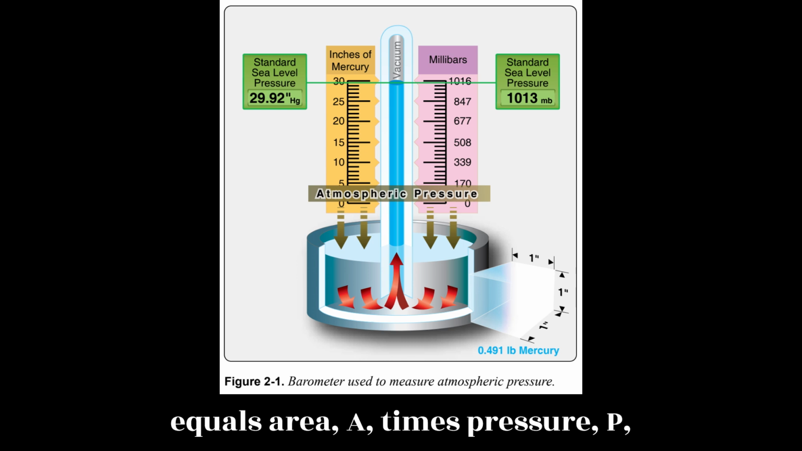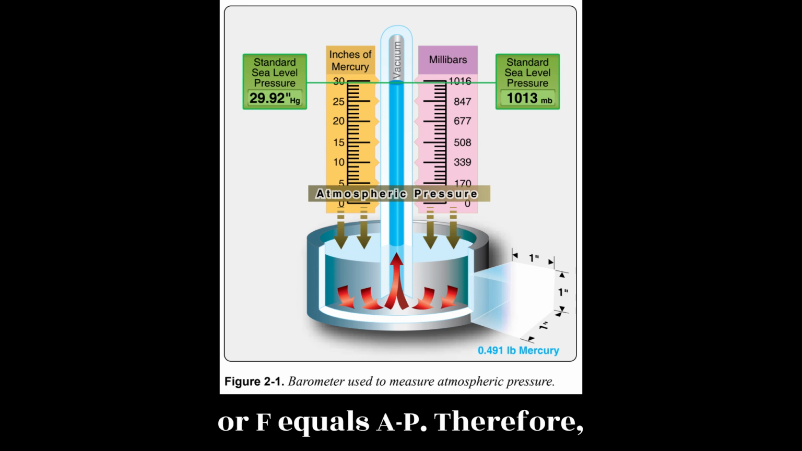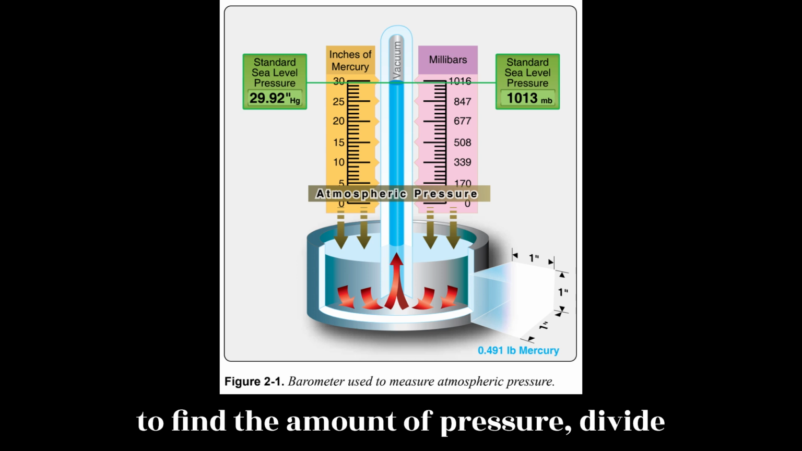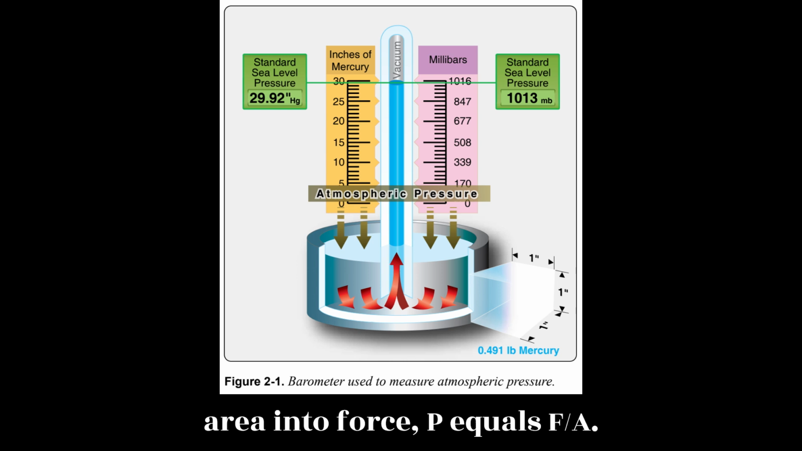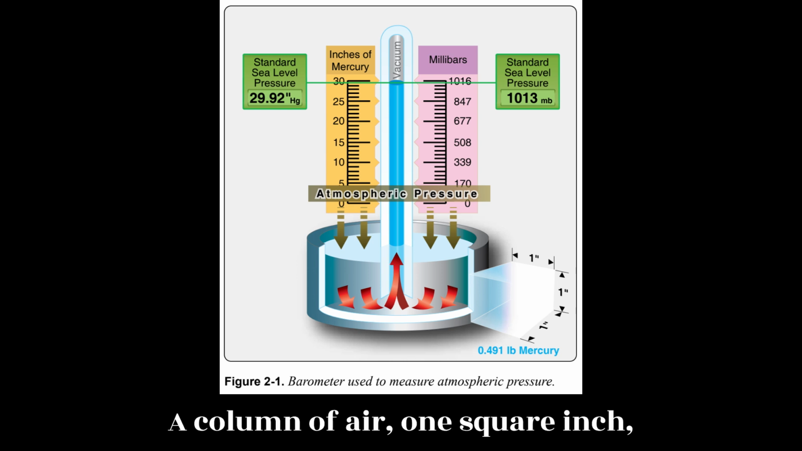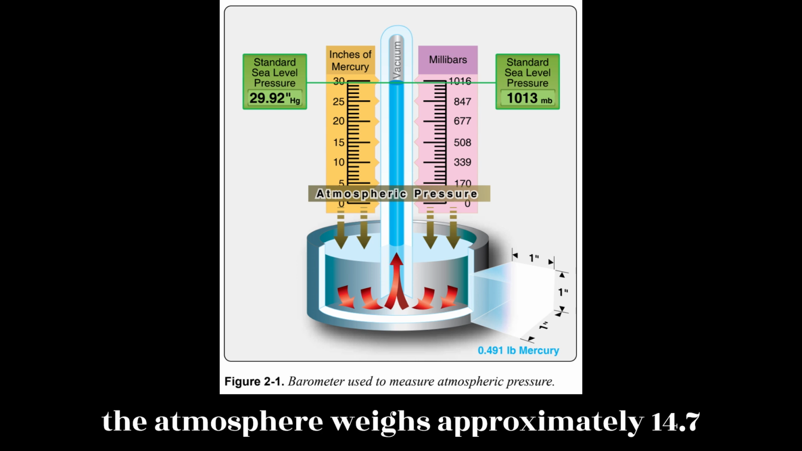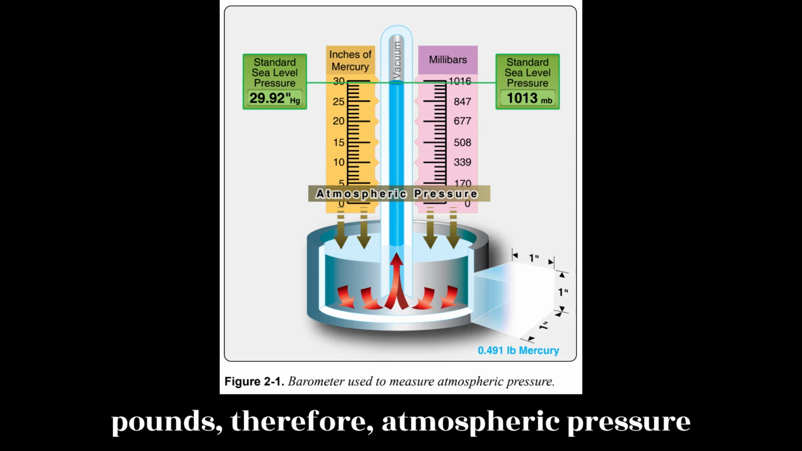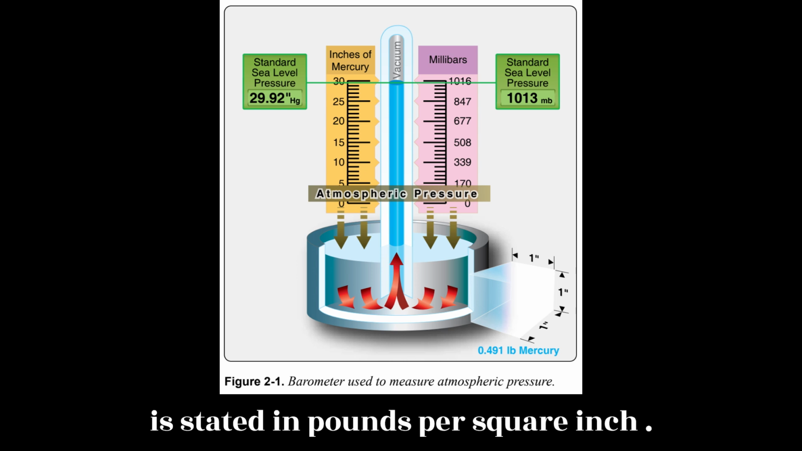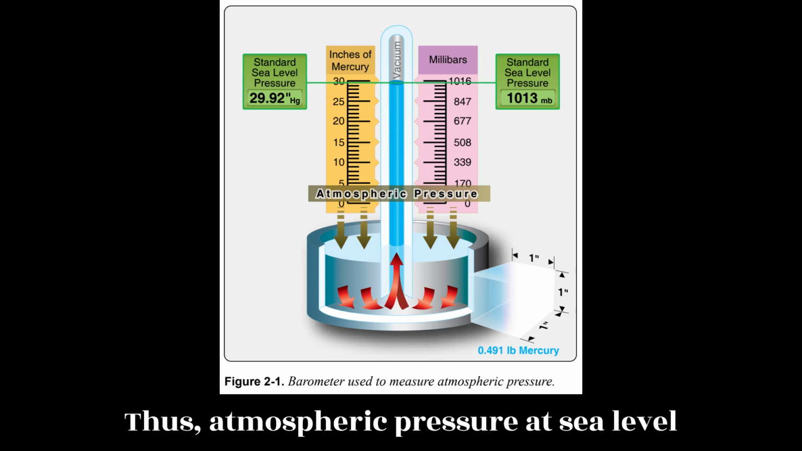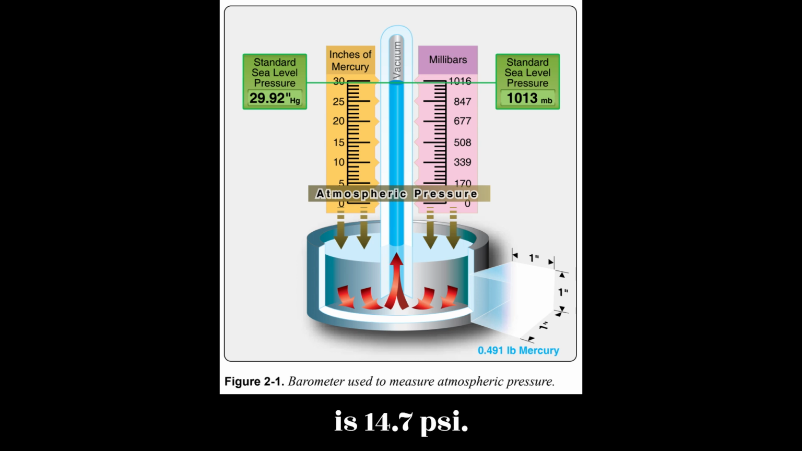Force, F, equals area, A, times pressure, P, or F = AP. Therefore, to find the amount of pressure, divide area into force, P = F/A. A column of air, 1 square inch, extending from sea level to the top of the atmosphere weighs approximately 14.7 pounds, therefore, atmospheric pressure is stated in pounds per square inch, psi. Thus, atmospheric pressure at sea level is 14.7 psi.